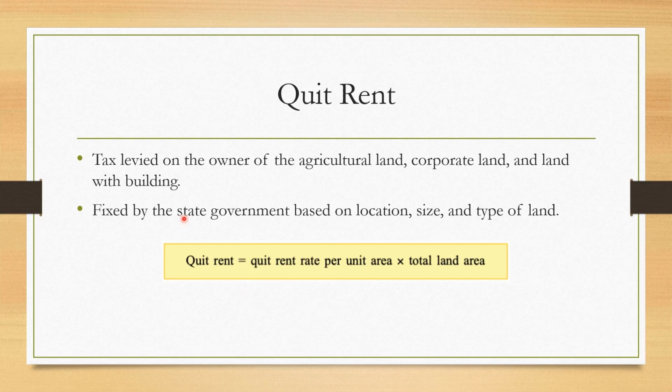Tax levy on the owner of agricultural land, corporate land, land with building, right? Fixed by the state government based on the location, site, and type of land. Again, this is land related stuff, right? So we have the formula: quit rent rate per unit area.